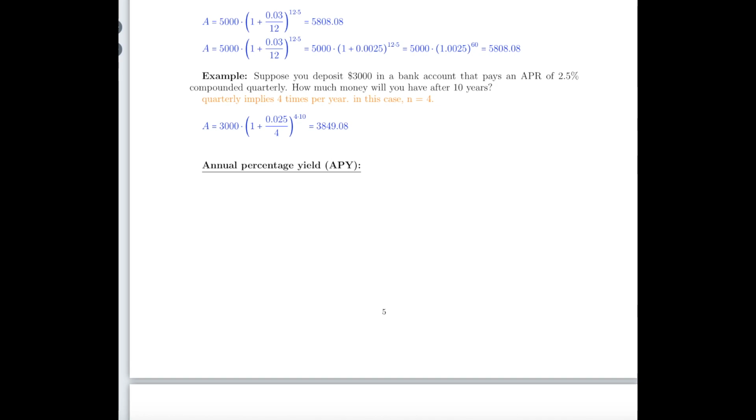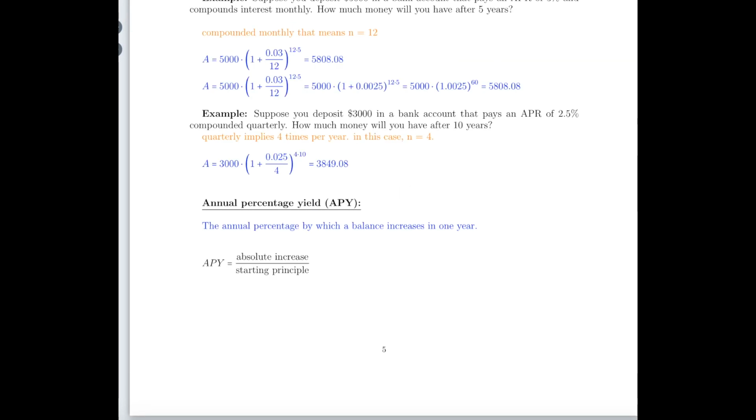Annual percentage yield is the annual percentage by which a balance increases in 1 year. There is a formula. Here is the formula. It is fabulous. APY equals absolute increase divided by starting principal.